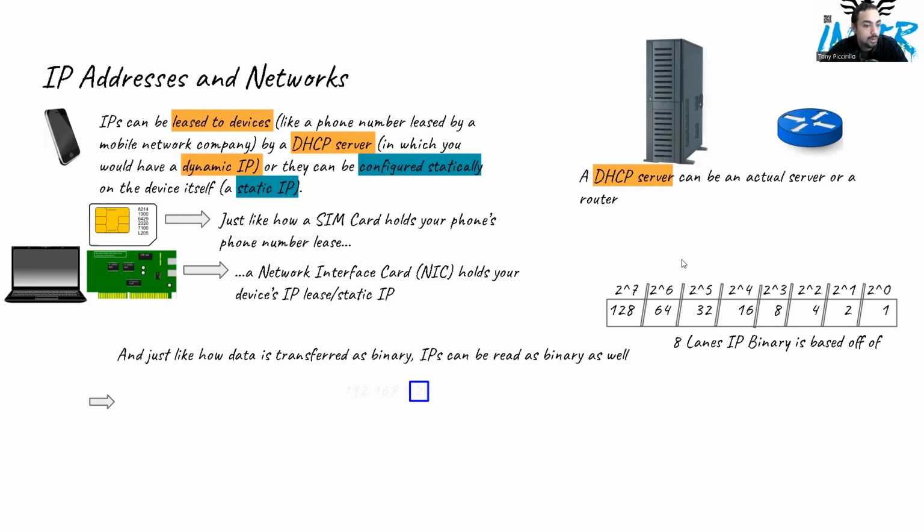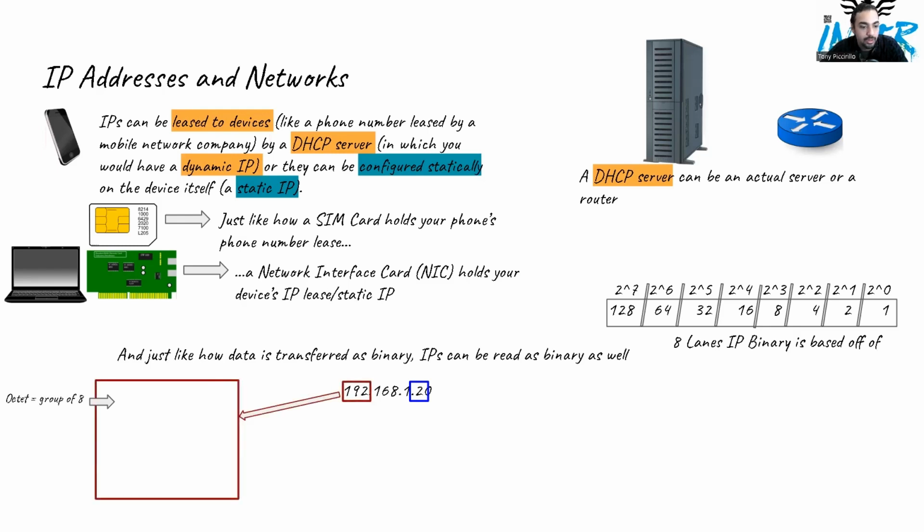So let's look at our IP of 192.168.1.20 and break it down. We'll start with the first section of our IP. This section is also known as an octet or group of 8, since the first number is made up of the 8 binary lanes. Here we see what number each of the 8 lanes represent.